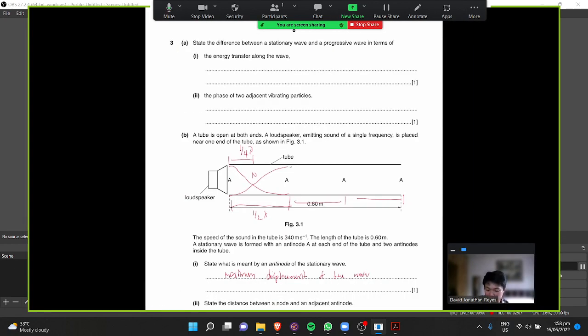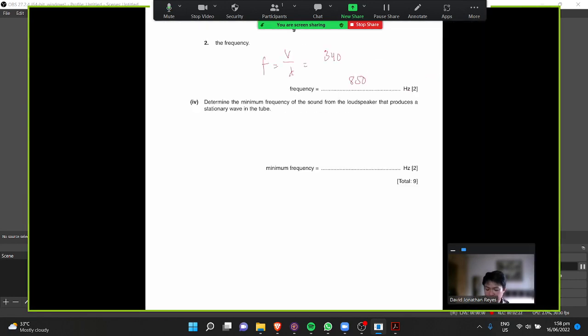Okay, the pattern would look something like this. Try to do the pattern. Okay, so there you go. That's the pattern. So antinode on that side. I would assume antinode here on the other side as well. Now, what would be the minimum frequency that you can have?